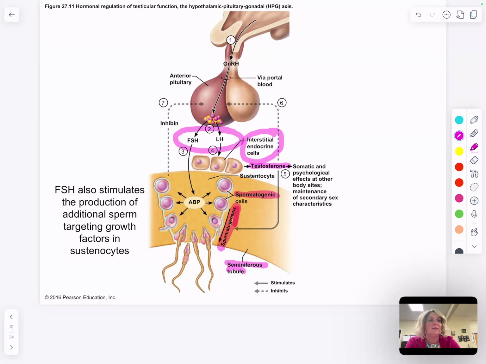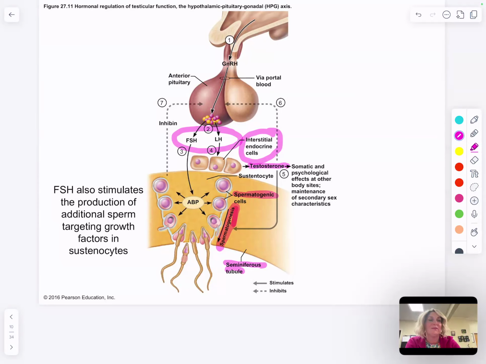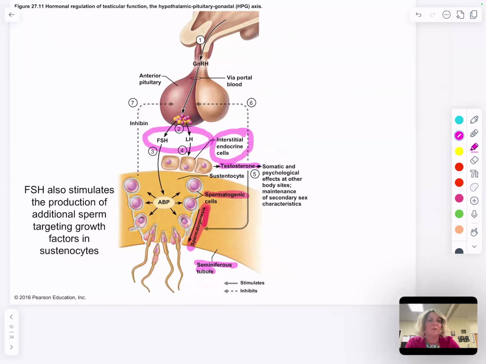And then you see how the sperm will develop in the seminiferous tubule and then be released to the epididymis when they're finished growing.